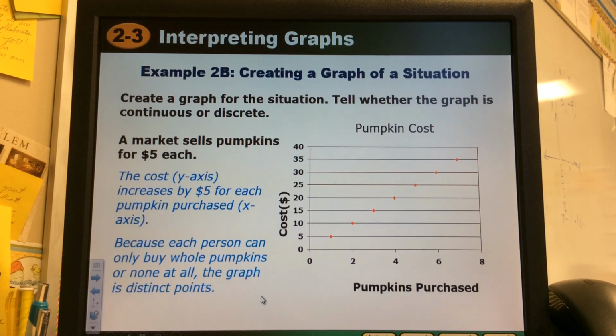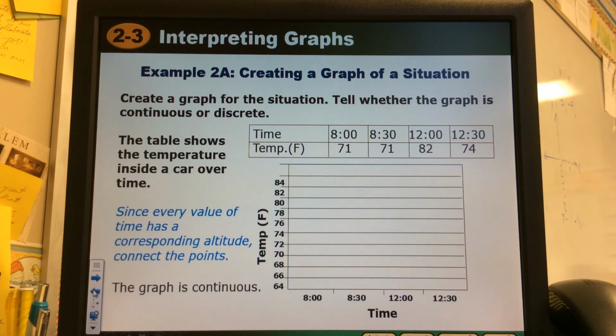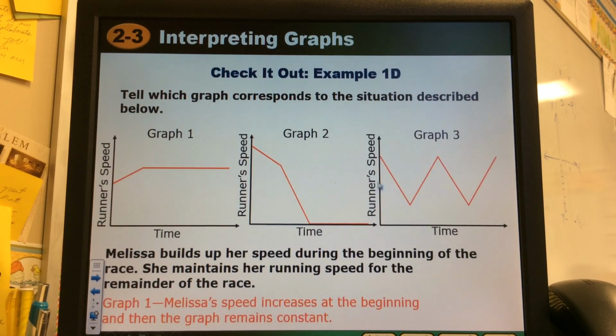And that's the end. And tomorrow you'll come in and we'll do some more interpreting graphs. And if you want to figure out a story for graph 3 here on example 1D, I encourage you to do that.